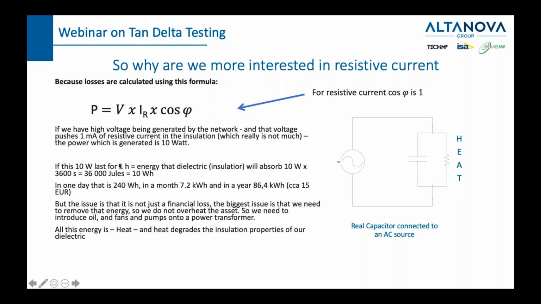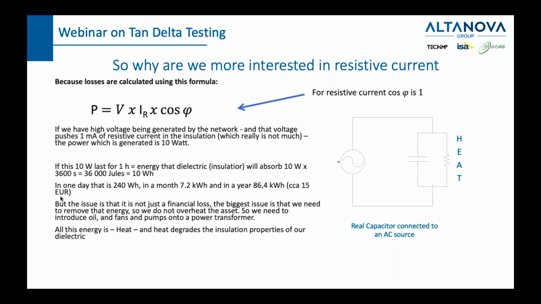So 10 watts in 1 hour will be 10 watt hours, in one day it will be 240 watt hours, in a month 7.2 kilowatt hours, and in a year 86.4 kilowatt hours, which is worth about 15 euros in today's prices of electricity in Europe. But actually this is not the issue.